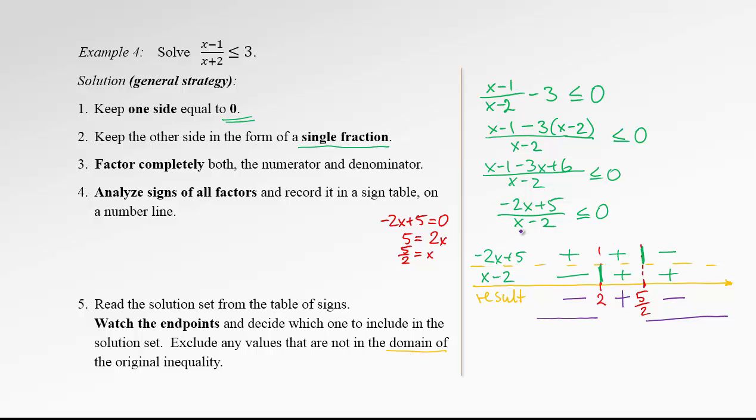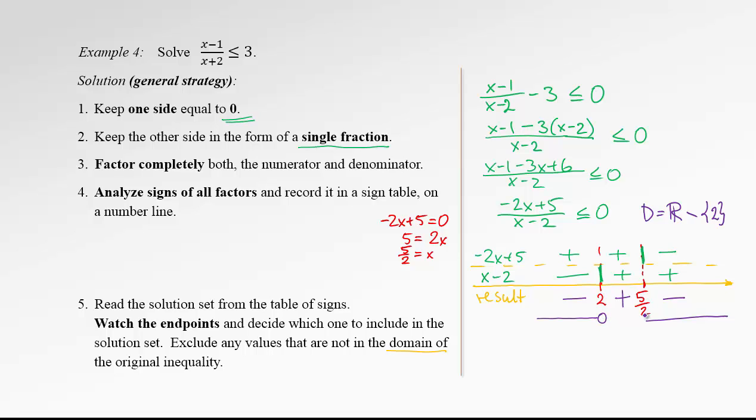Okay, so what's the domain of this expression? Well, that's all real numbers, but we can't make the denominator 0. The x that makes it 0 is 2. Therefore, we need to exclude 2. Since 2 doesn't belong to the domain, it can't be included in our final solution. So we put an open circle here. Everything from minus infinity until 2, but without 2.